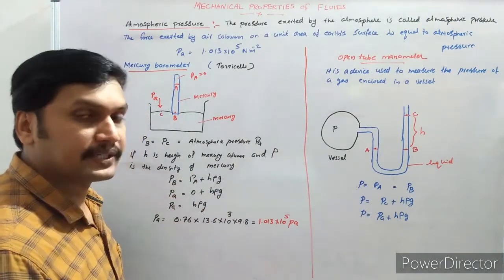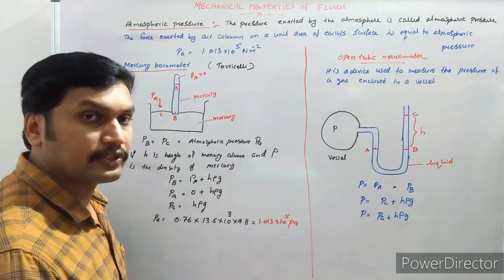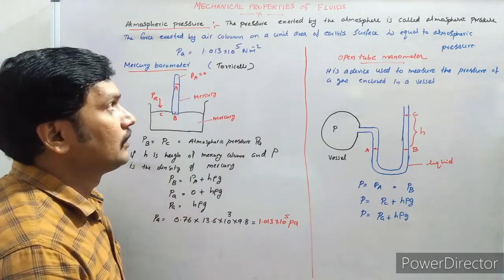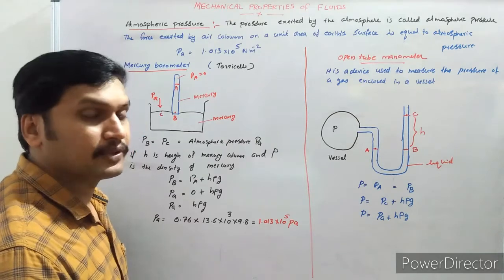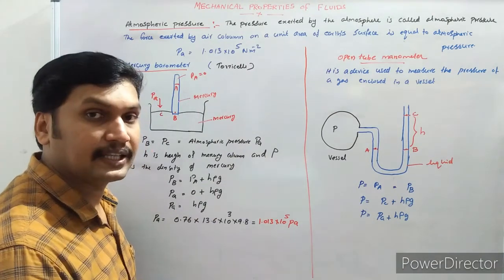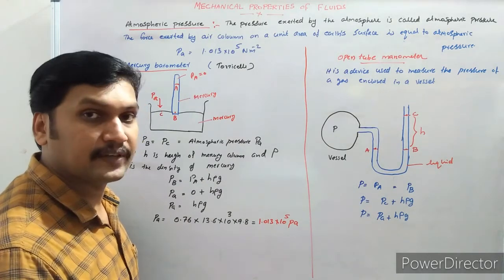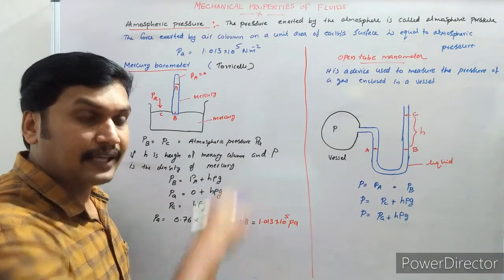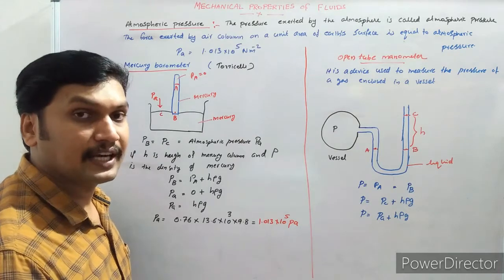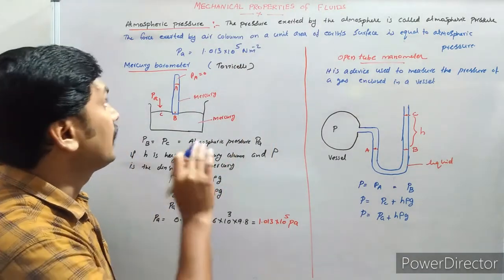Now let us see what atmospheric pressure is and how we can measure it. The atmospheric pressure is the pressure exerted by the atmosphere. It is measured this way: the force exerted by an air column on a unit area of Earth's surface is equal to atmospheric pressure. Imagine a column of air of unit cross-sectional area, starting from the surface of the Earth and extending up to the end of the atmosphere. That air column is filled with air, so it will apply a force on that area. That force is known as atmospheric pressure. That is, the force exerted by an air column on a unit area of Earth's surface is equal to atmospheric pressure.